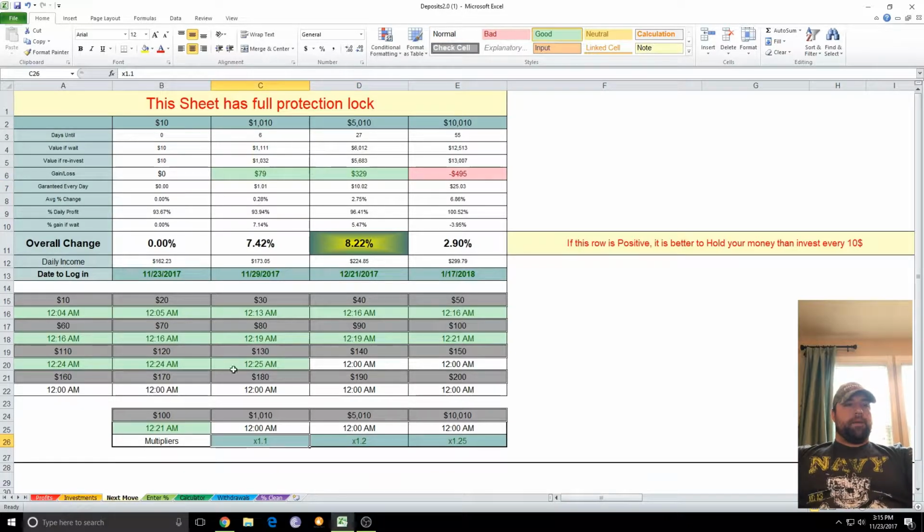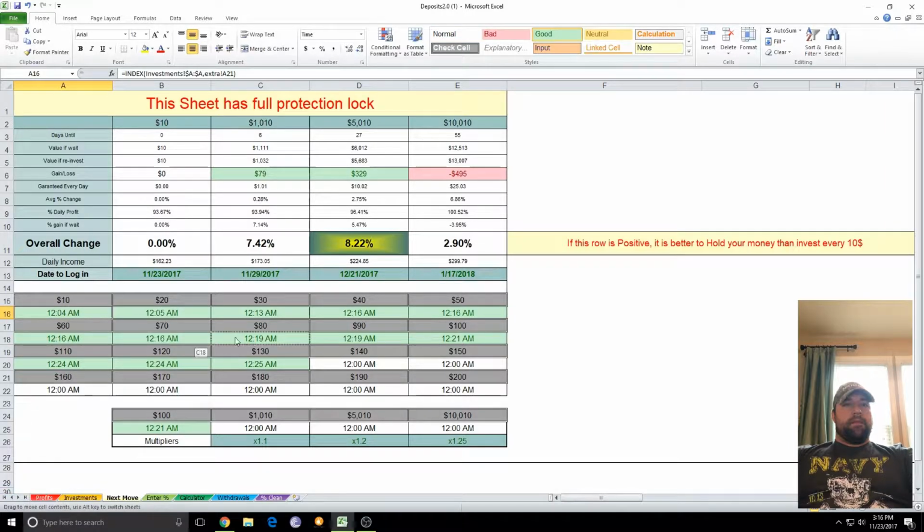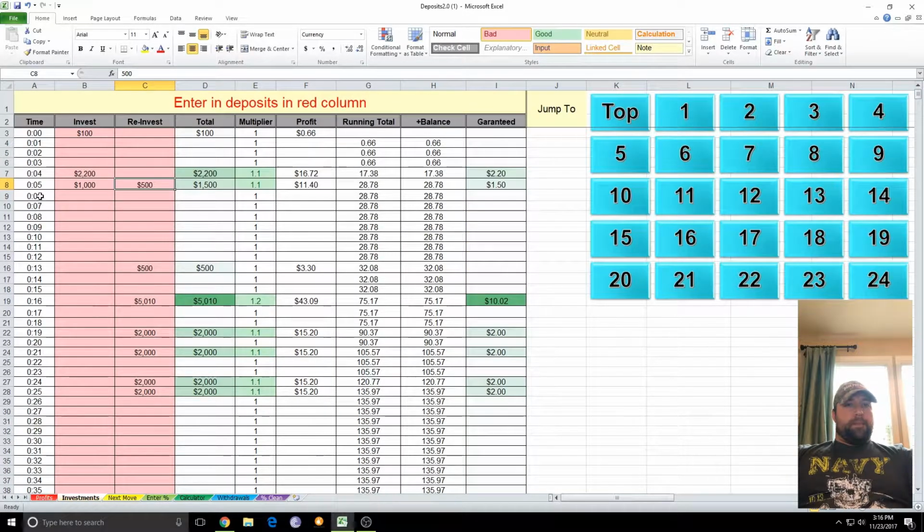So if I took the time on the investments page and entered in exactly what time I hit my marks or what time I made the investments during the day, I could go to this next move page and this would tell me exactly what time I'm going to hit each level. So if I'm waiting till I hit $100, that would be at my 12:21 block. If I have it at 3 o'clock in the afternoon or whatever, it'll automatically be there. So if we look at 12:21, that's when we would hit the $100 mark. That's when we could reinvest.